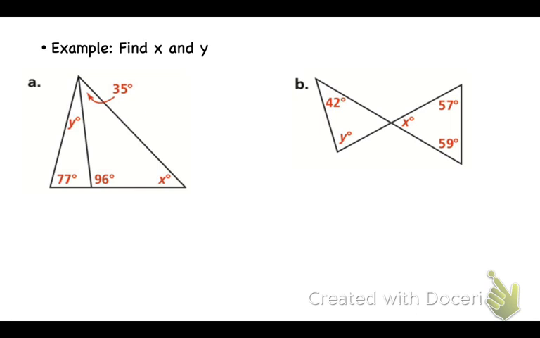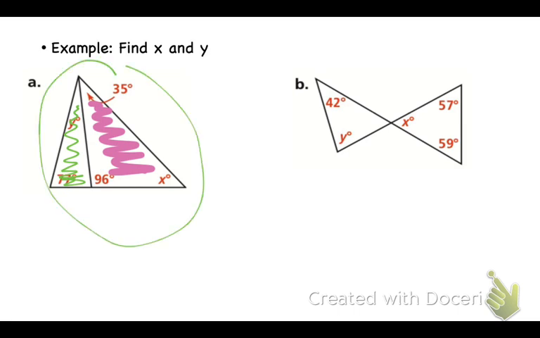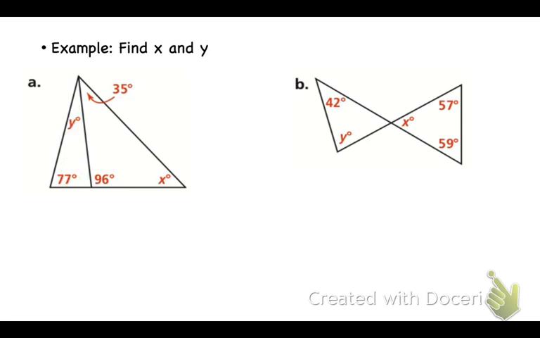Okay, so I have some triangles. On the left, how many triangles do I have in that picture? 3. I have a small triangle, I have a little bit bigger triangle, and I have the whole triangle. Okay? So I'm going to use those facts to solve them.